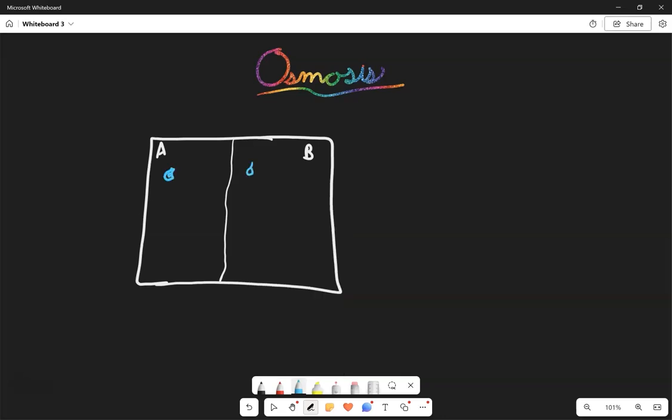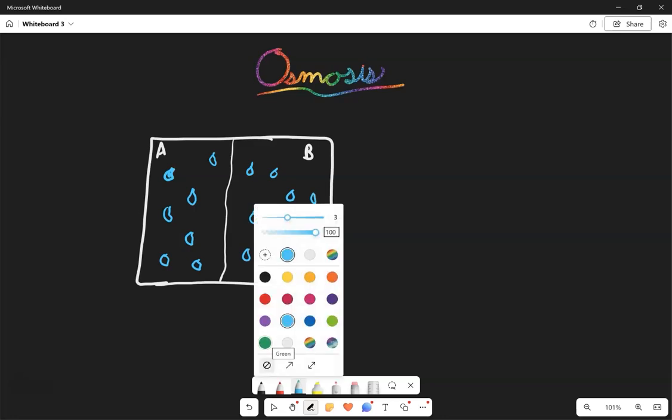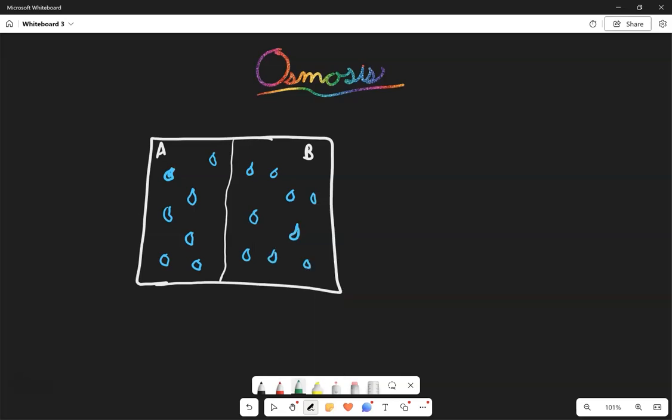Okay, so I'm just going to draw some water droplets. This is my little water droplets here. Kind of look like little sixes. And the volume of water on both sides of that membrane is the same. Okay? But let's say that we put some stuff on this side, side A.